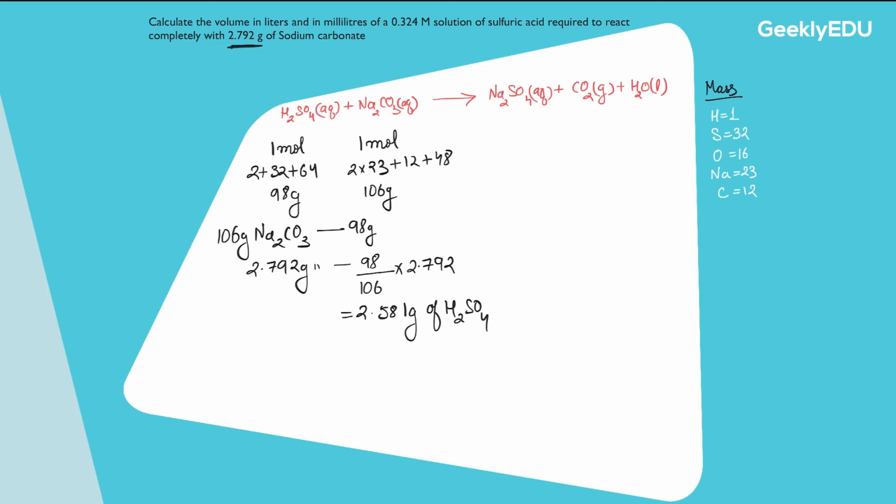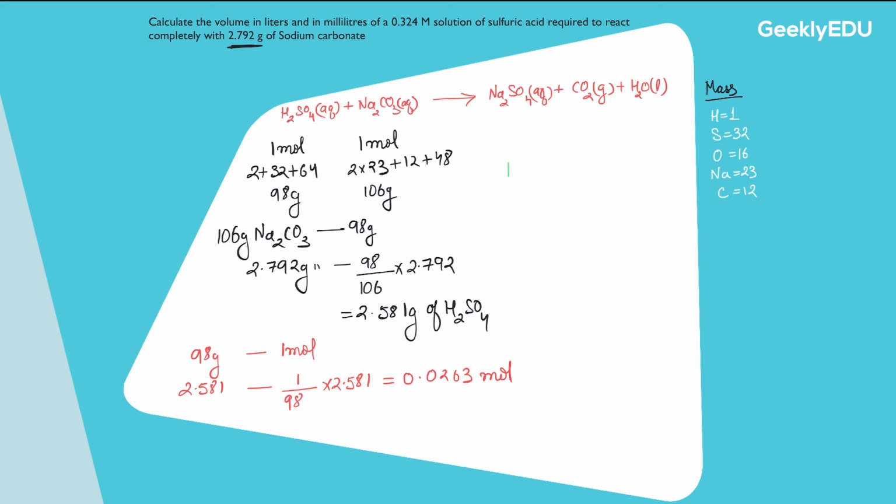Now let's convert this into moles. So we are starting the second part. 98 grams of H2SO4 is 1 mole. So 2.581 grams will be how many moles? 1 upon 98 into 2.581. That comes to 0.0263 moles.